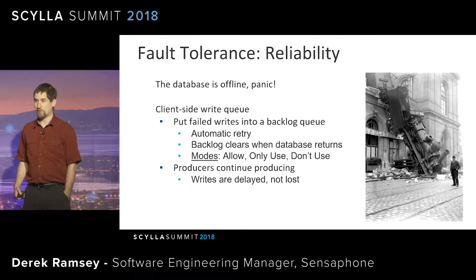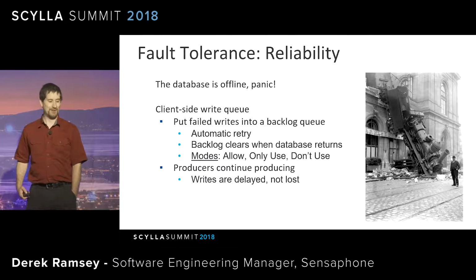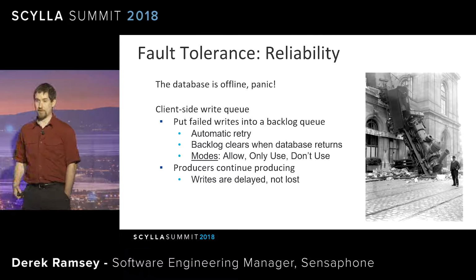Inevitably, though, the database is going to go offline from the client perspective. Either you have a network outage or you'll have hardware issues on your database server. So we wanted to add an additional layer of reliability, and we put a client-side write queue in the producer software. This way, when writes fail to write to the Scylla database, they buffer up and automatically retry on the client side. When the database comes back online, the backlog clears, and it makes sure that ordering is maintained so that the data doesn't get inserted in the wrong order. Producers can keep on producing and your writes are simply delayed. They aren't lost.